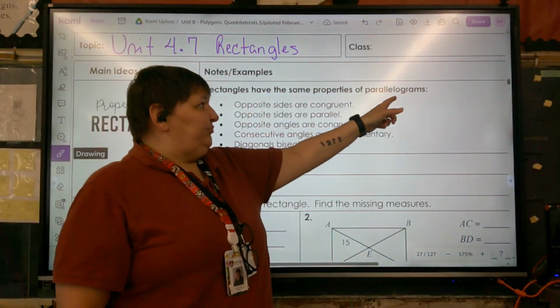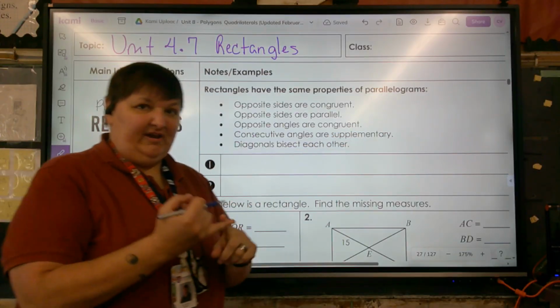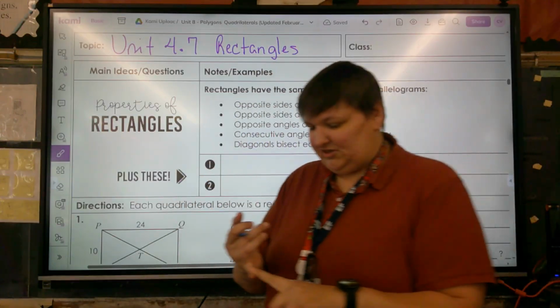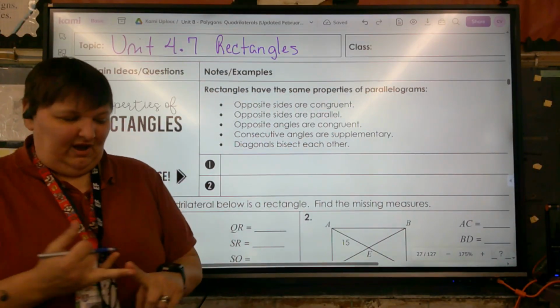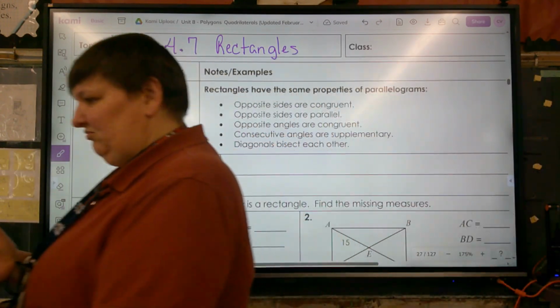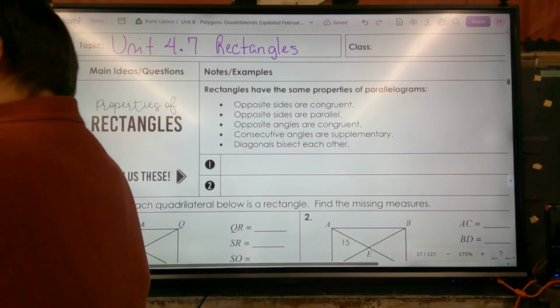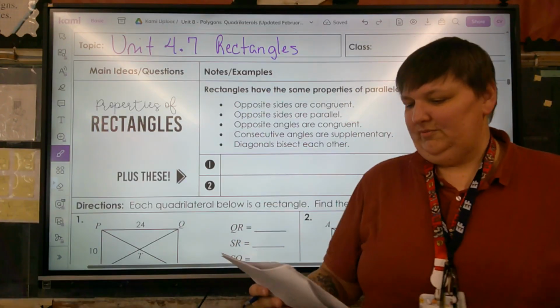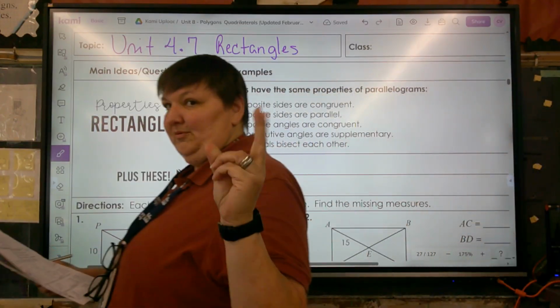Rectangles have the same properties of parallelograms, right? So what were our rules? Rule number 1, opposite sides are congruent. Rule number 2, opposite angles are congruent. Rule number 3, consecutive angles are supplementary.